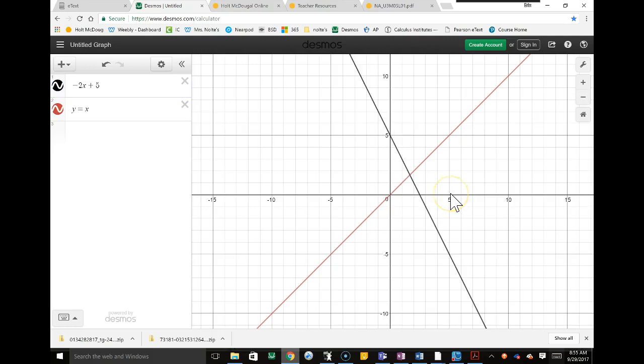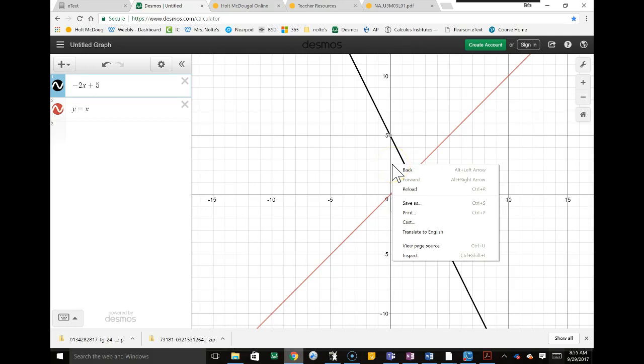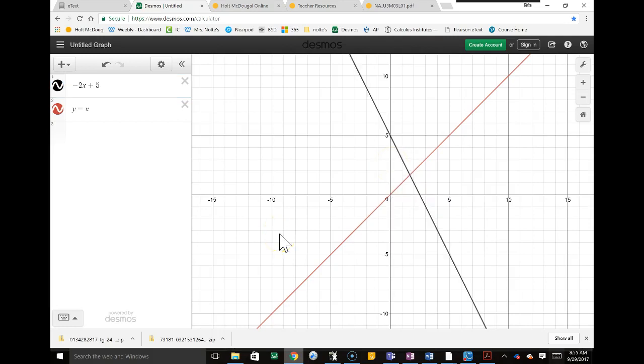Can you tell me another one? Need a little help? 0, 2.5. Okay, so 0, 2.5 would be about right there. Can you give me a third point? What's that? Negative 5, 5 right here.